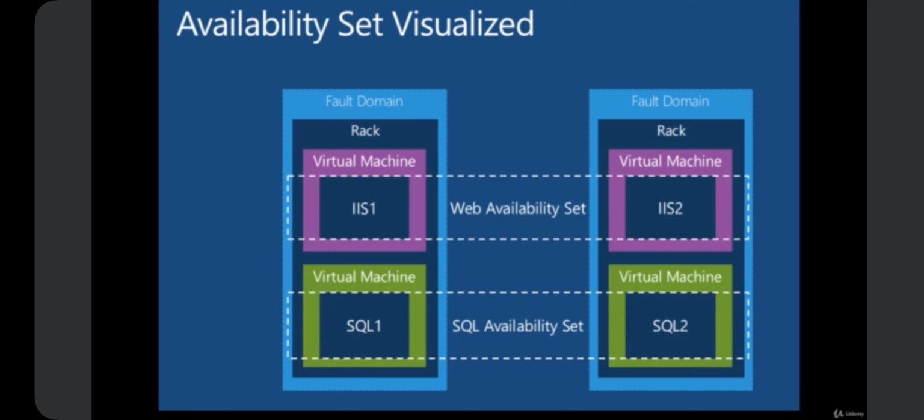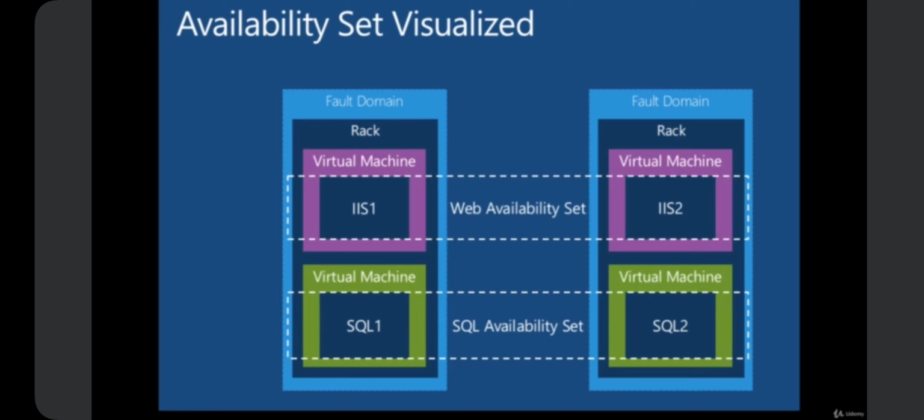So a fault domain defines a group of virtual machines that will share a common set of hardware switches that share a single point of failure. For example, that will be a server rack serviced by a set of power or networking switches. Virtual machines in an availability set are placed in at least two fault domains. This mitigates against the effects of hardware failures, network outages, power interruptions, or software updates. Let's talk about update domain.